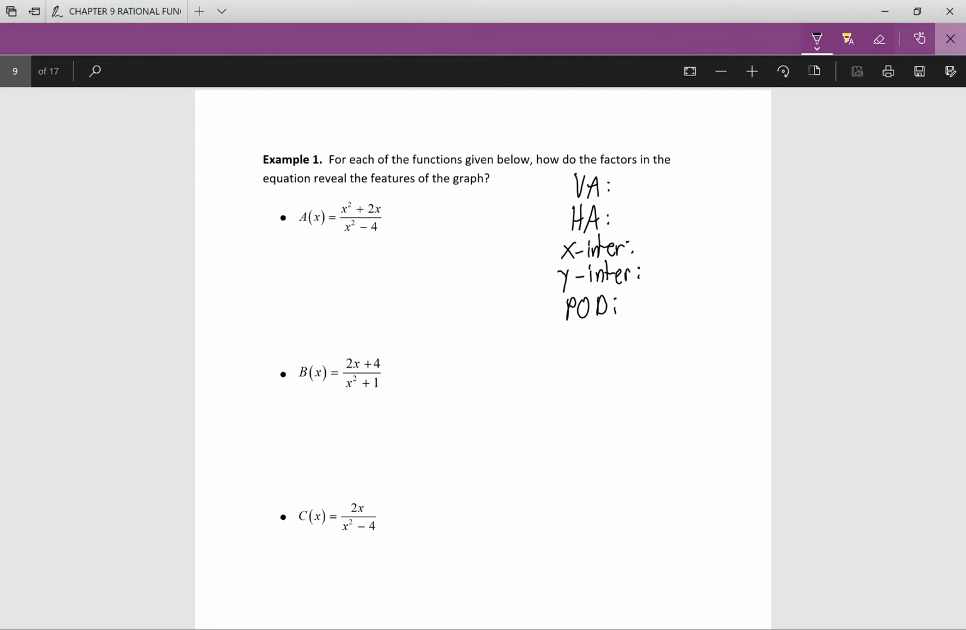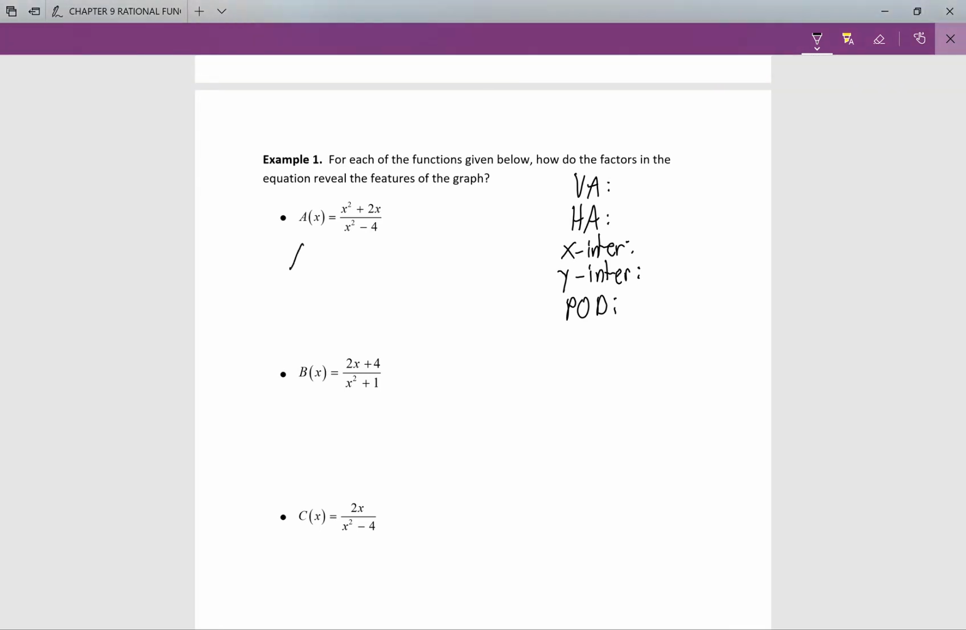What we're going to do first is take this and factor it. So I get a at x equals, I take the x out of the top, which will give me x plus 2, and I'm going to factor the bottom right here, which is going to give me x minus 2, x plus 2. Now you will see on my right hand side, I just have all the information that I'm going to be looking for: the vertical asymptote, the horizontal asymptote, the x-intercept, the y-intercept, and the point of discontinuity.